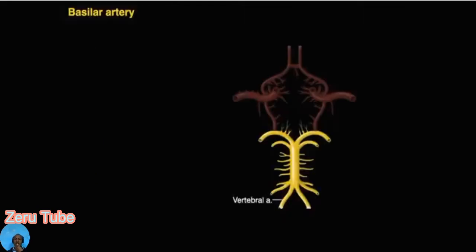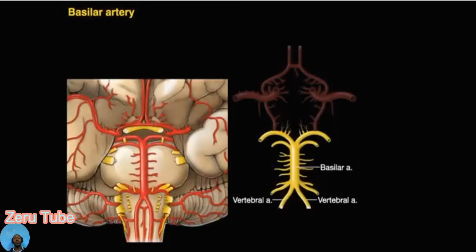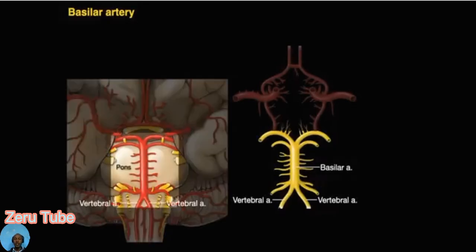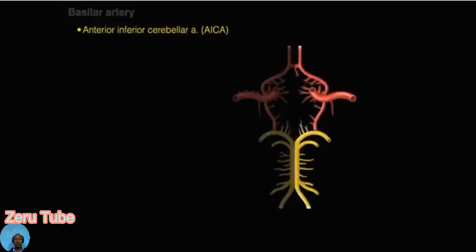Look, this is the vertebral artery, the left and the right vertebral artery. At the level of the pons they give rise to the basilar artery. So the basilar artery is formed from the right and the left vertebral arteries. What can we say? The continuation of the vertebral artery is the basilar artery. This basilar artery is formed from the vertebral arteries at the level of the pons, up to the superior surface of the pons.